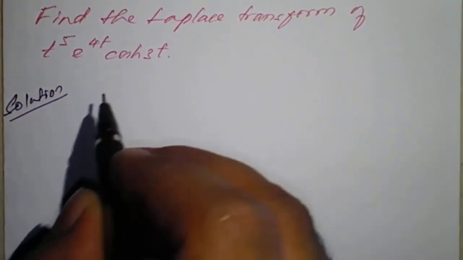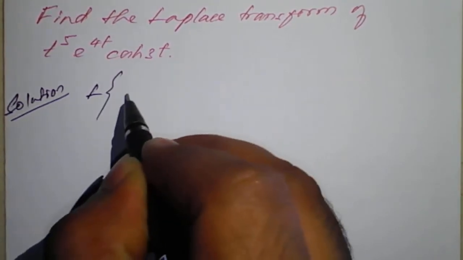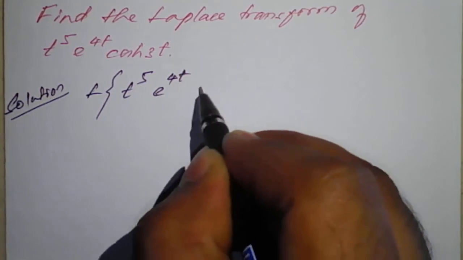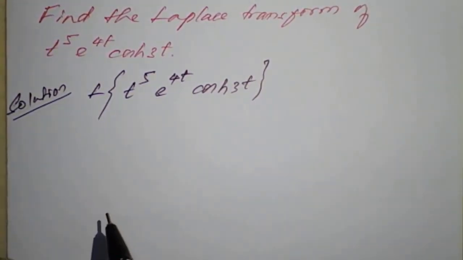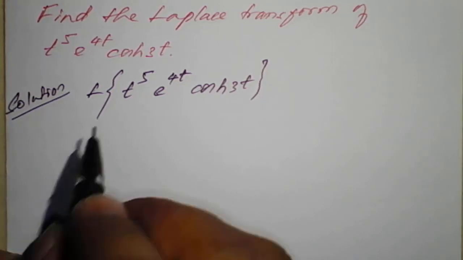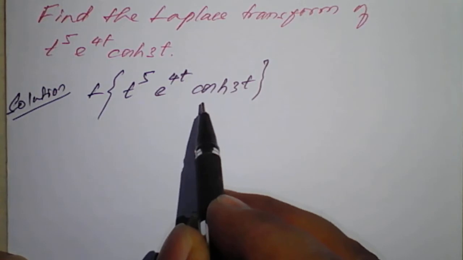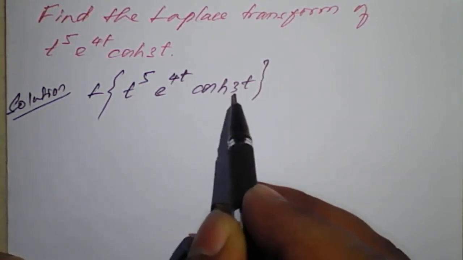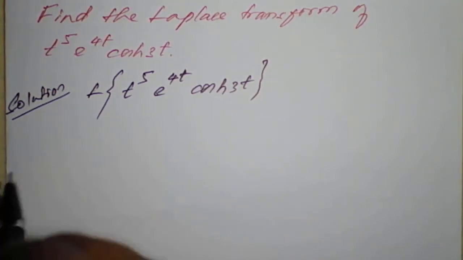Solution. So we need to find Laplace transform of t to the power 5 e raised to 4t into cos hyperbolic of 3t. Fine. So we can simplify first by using trigonometric function. So here cos hyperbolic of 3t will be simplified in trigonometric form. Then we'll see what happens here.